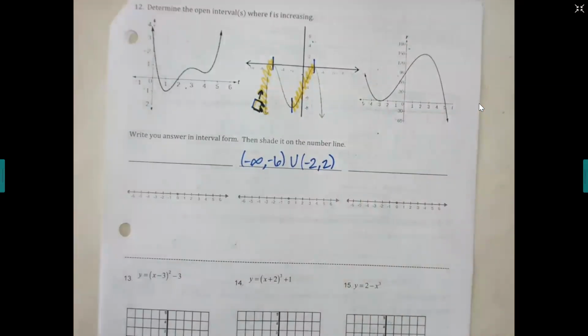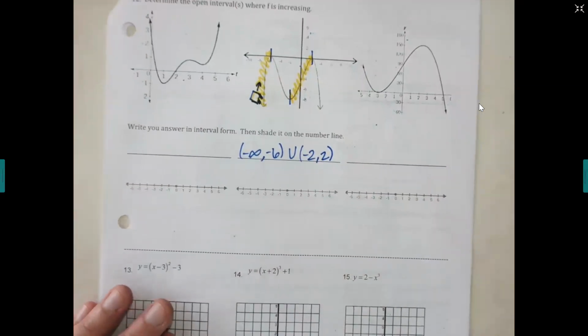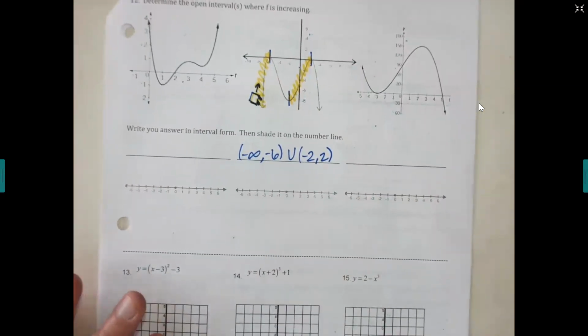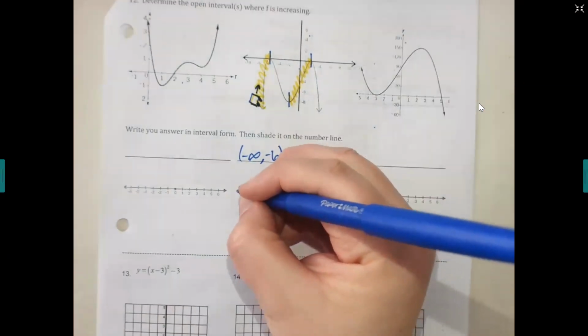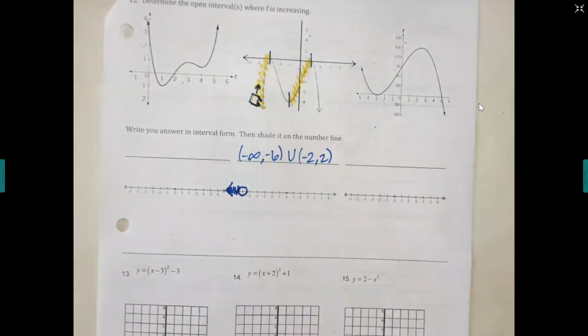Now, of course, because of the district's major exam, they don't ask you to write it like this. They ask you to shade it on a number line. Which is very easy, but let me just show you what that would look like. You would start at -6. And then if I want to shade to negative infinity, I would just go all the way to the left end.